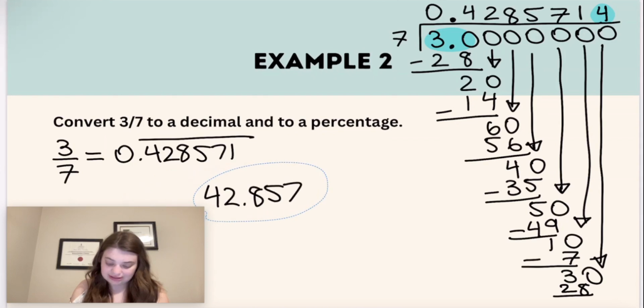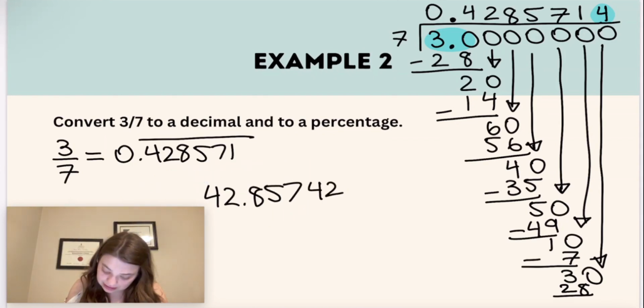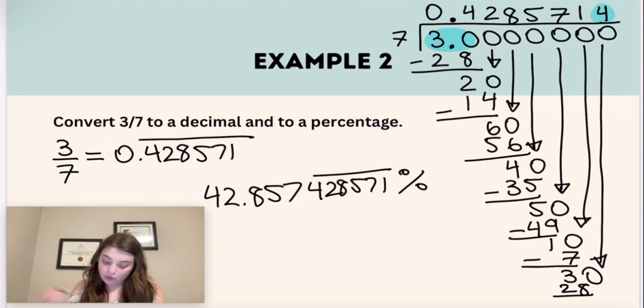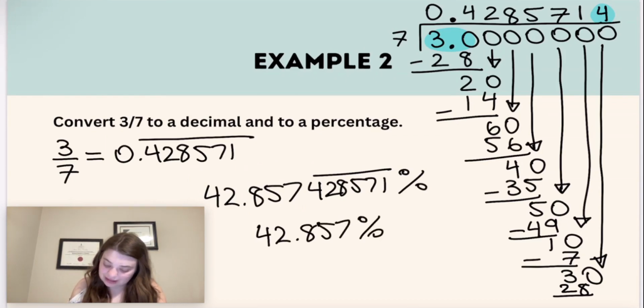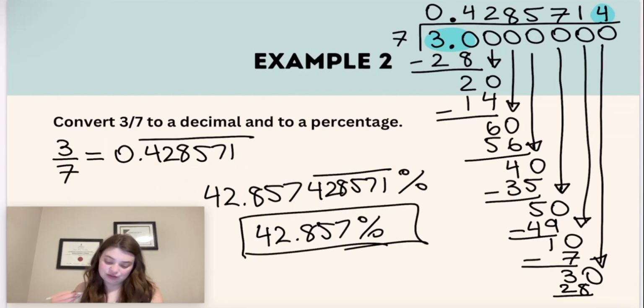And actually, let's make sure you guys can see that. There we go. And then 428571, all that stuff repeating, percent. Or honestly, we could probably even just round it off and say it's approximately 42.857%, and that would be acceptable as well if we wanted to just say this is our answer approximately, because at some point we're going to have to cut it off or write the repeating symbol.